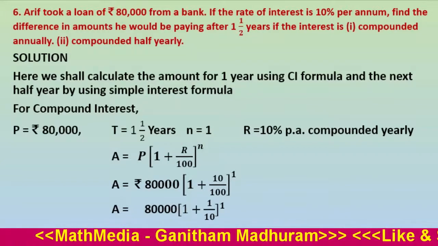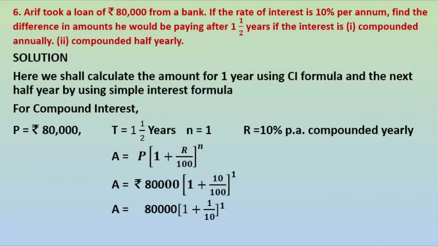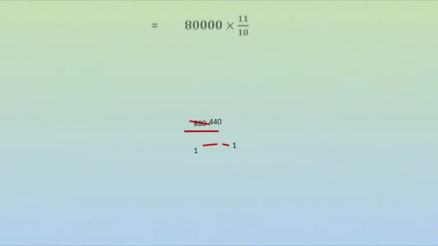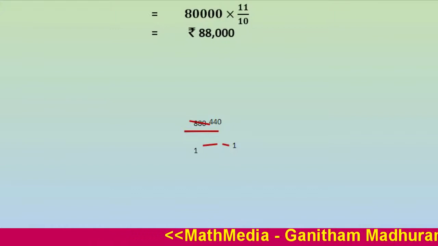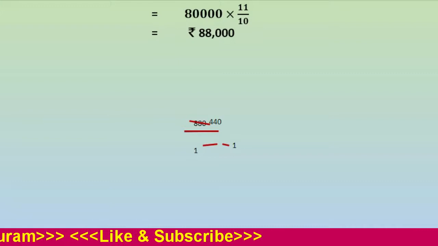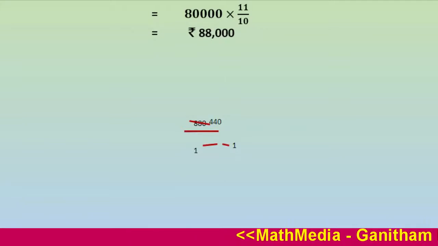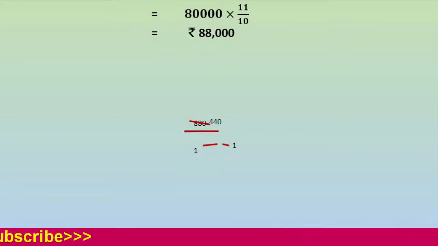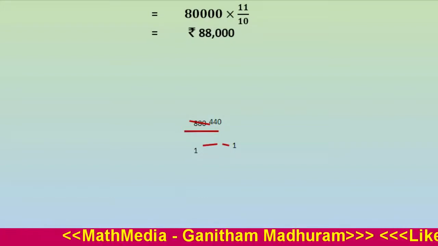By cancelling 10 and 100 in the bracket, we get 80,000 into 1 plus 1 upon 10 whole raised to 1. By cancelling, we get from the bracket 11 upon 10 raised to 1. That means 11 upon 10 only. So we can write 80,000 into 11 upon 10. 10 and the 0 in 80,000 can be cancelled. We get 11 into 80 is 88. So the answer is 88,000. This is the compound amount for 1 year.